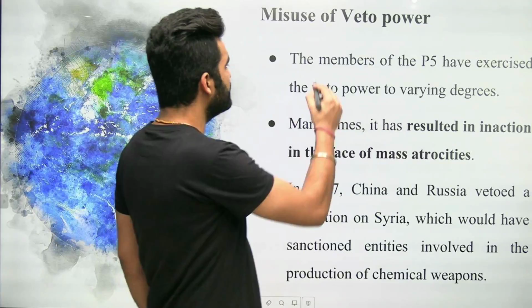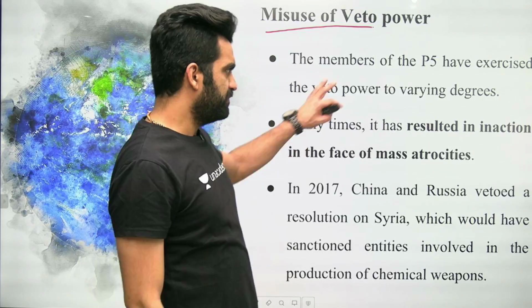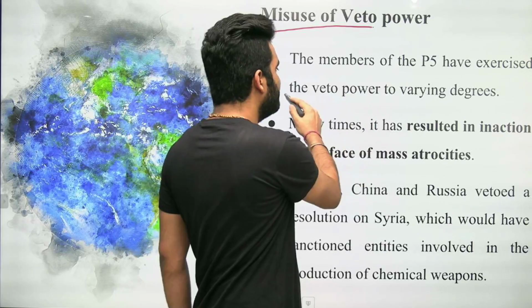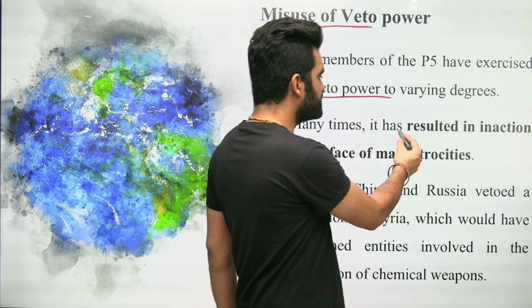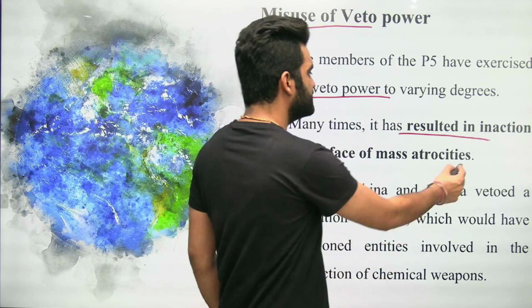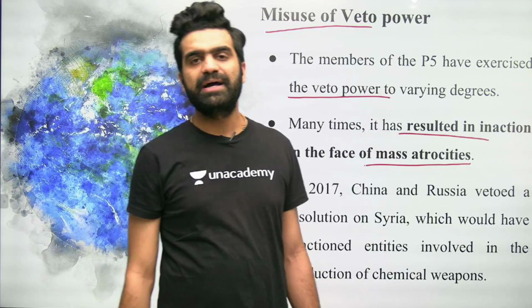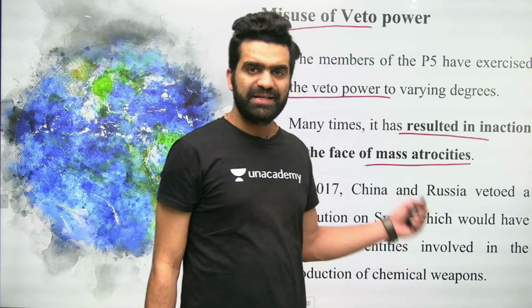Misuse of veto power is another reason because of which we should reform this United Nations Security Council. The members of P5 have exercised the veto power to varying degrees. Many times this misuse of veto power has resulted in inaction in the face of mass atrocities. China was exercising veto power to protect Myanmar. The military junta in Myanmar was committing atrocities. China has been safeguarding Myanmar for a long time.